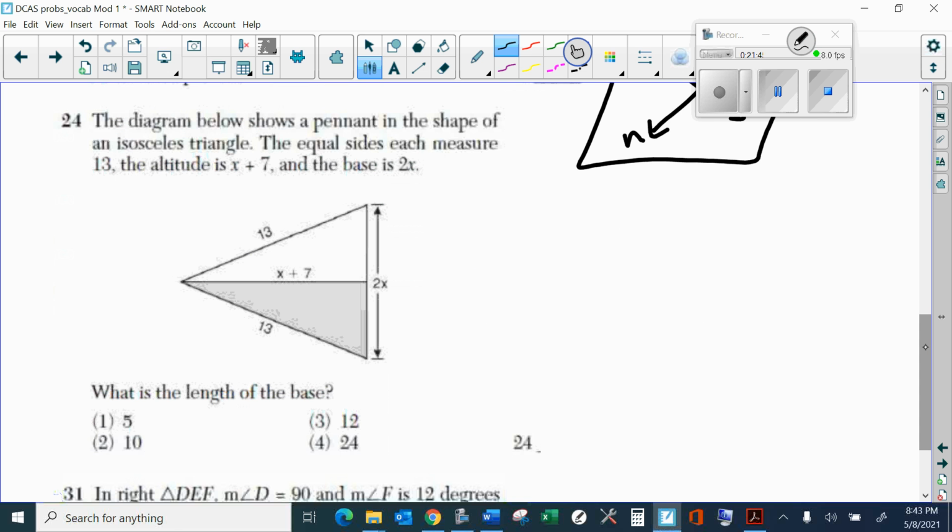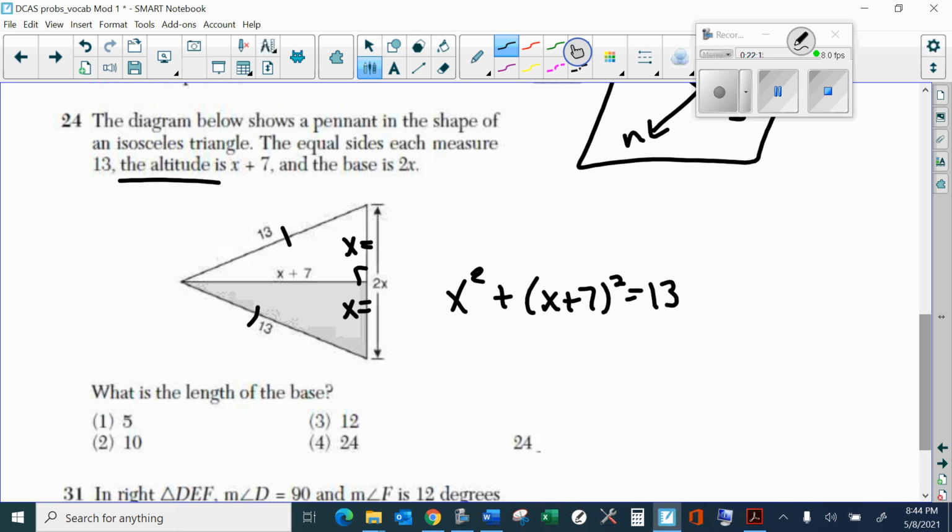All right, here's an isosceles triangle. This is the altitude, so that means this is a perpendicular bisector, which makes this equal to x, this equal to x. So the whole length is 2x. What's the length of the base? So now we have the Pythagorean theorem. We have x squared plus (x plus 7) squared equals 13 squared. Okay, now it's Algebra 1. x squared plus 14x plus 49 equals 169.